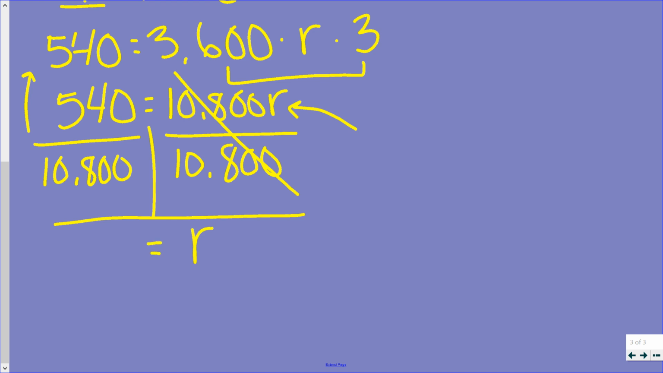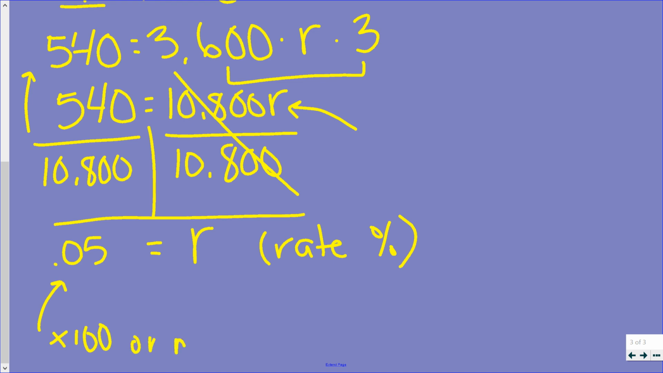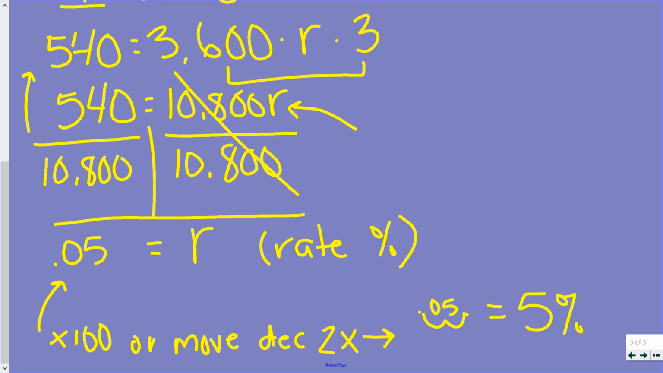540 divided by 10,800 is 0.05. And remember, our rate always needs to be a percent, and this is not a percent. So we have two options with that. You can either multiply by 100 or move the decimal 2 times to the right. So 0.05, you can go boop, boop. All right, and that turns into 5%. So the rate is 5%.